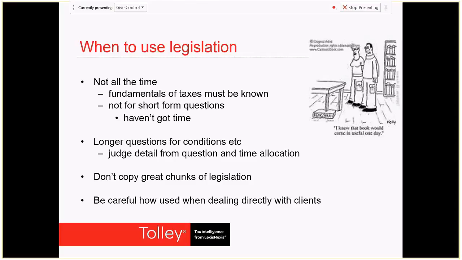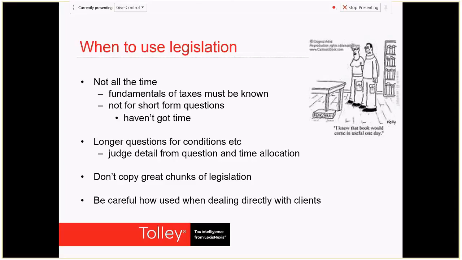Don't copy massive chunks of the legislation out. That's why you need to have prepared it. So you just get your key points out of the legislation. And if it's a letter to a client, do not quote the legislation. That is the wrong tone. A letter to a client should have no section numbers in at all.